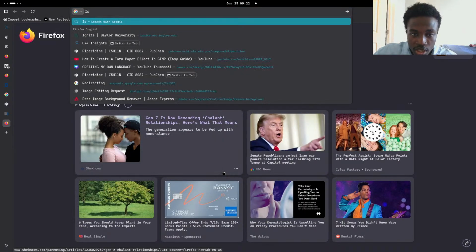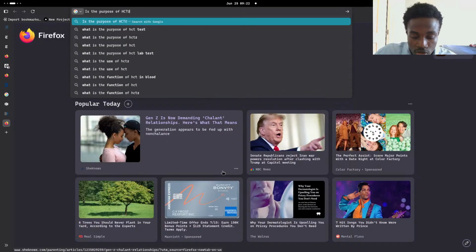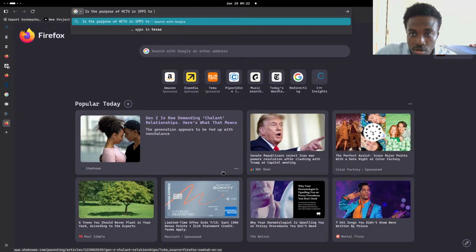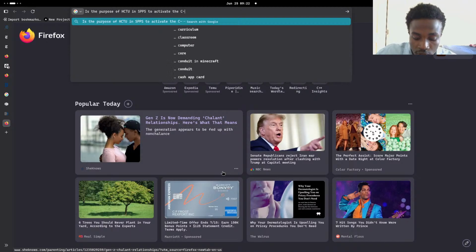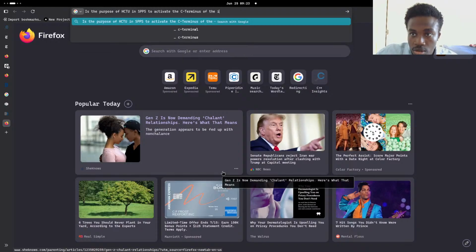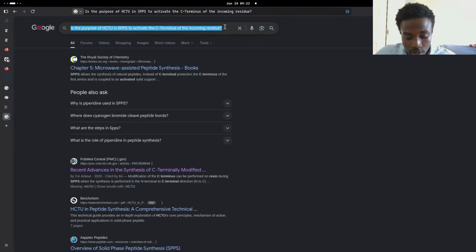Wait. Is it the purpose of HCTU in SPPS to activate the C-terminus of the incoming residue? I'm just gonna ask Perplexity at this point.